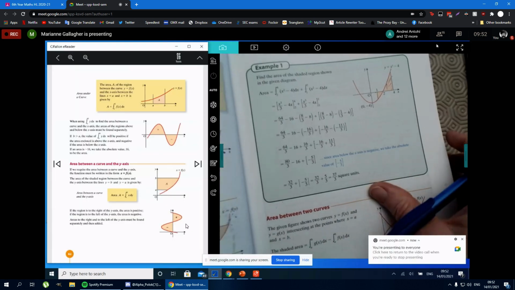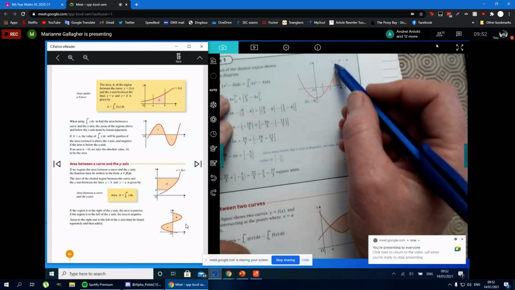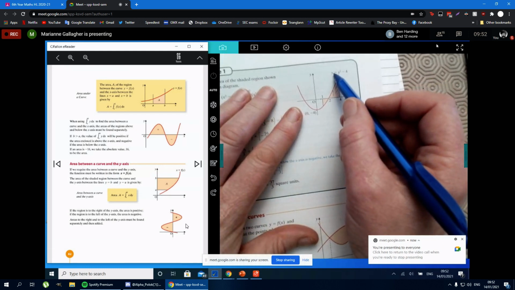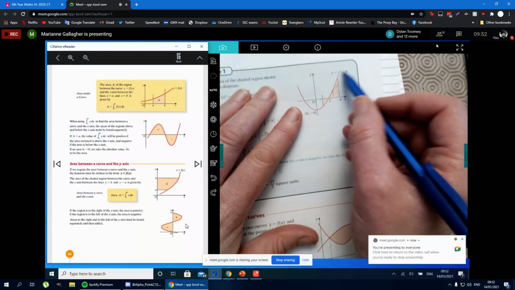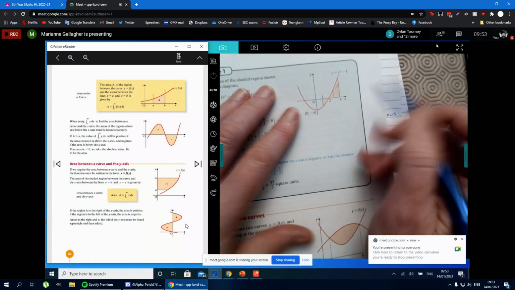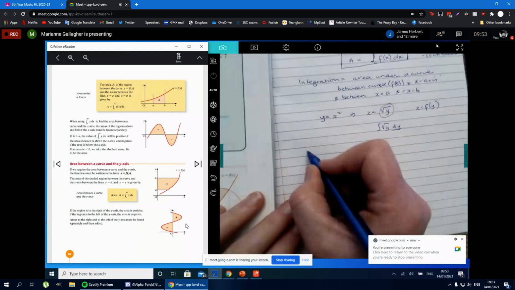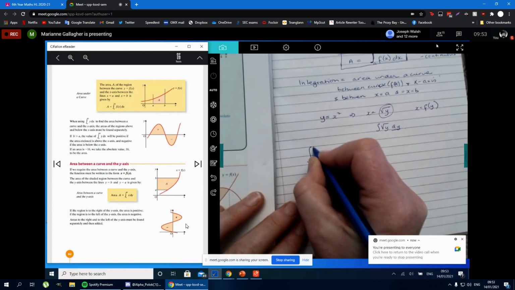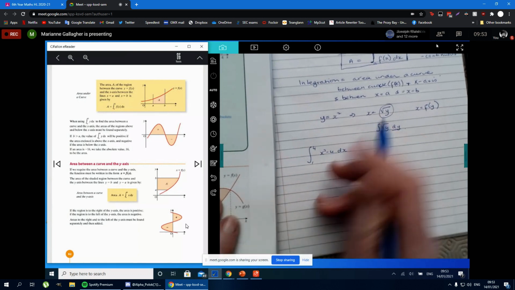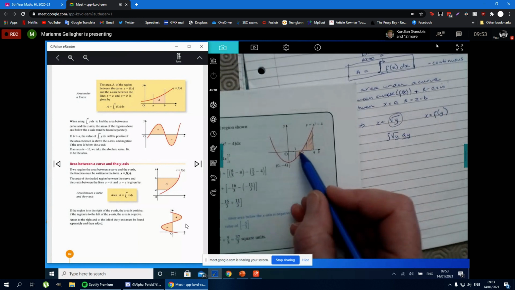Okay, so example 1, the area of the shaded region shown in the diagram. So if you were given this in a test, you'd be just given, find the area enclosed between x squared minus 4 and the lines x equal to 1 and x equal to 4. And you might be inclined to just go integral from 1 to 4 of x squared minus 4 dx. That's not going to give you the right answer because some of that integral would be negative.